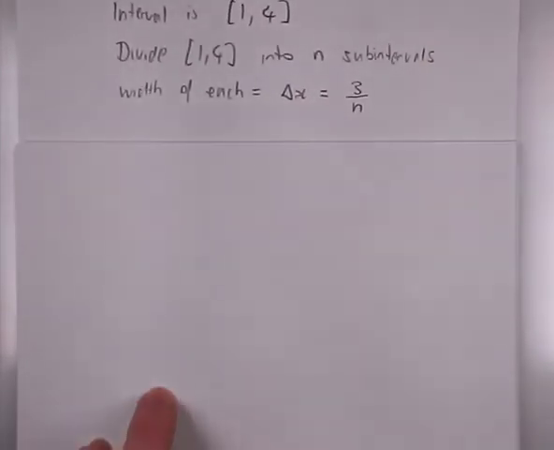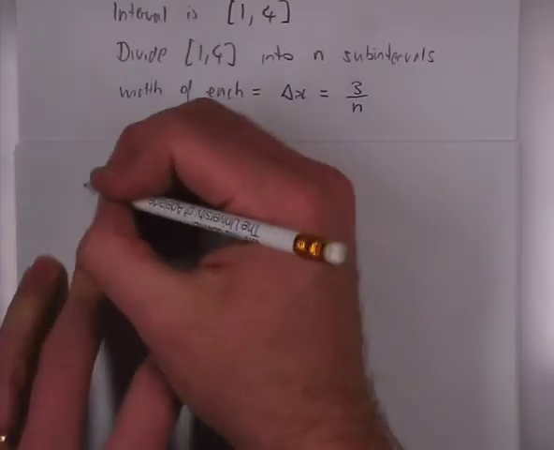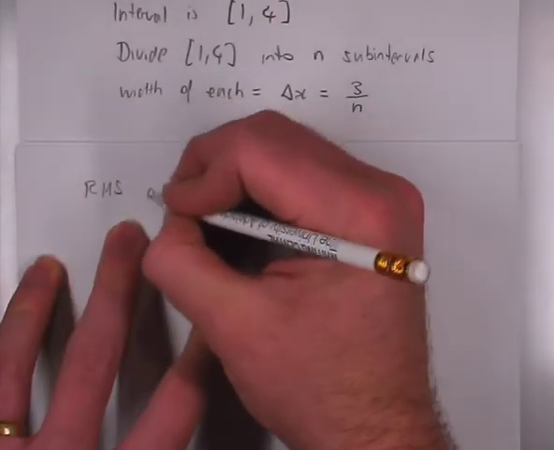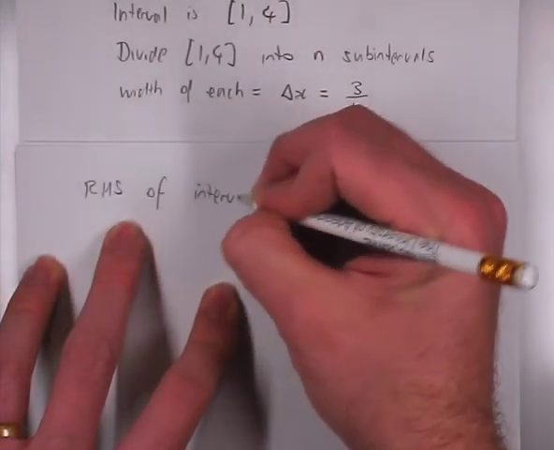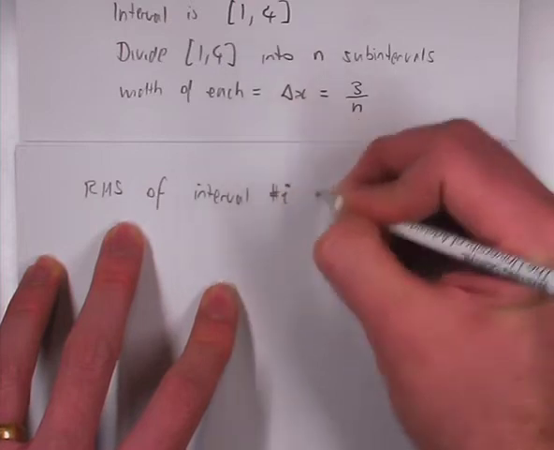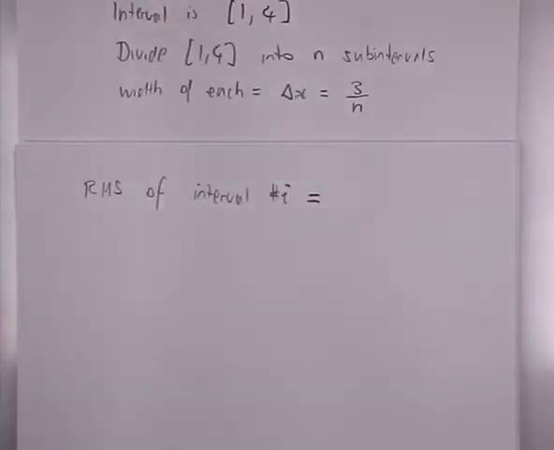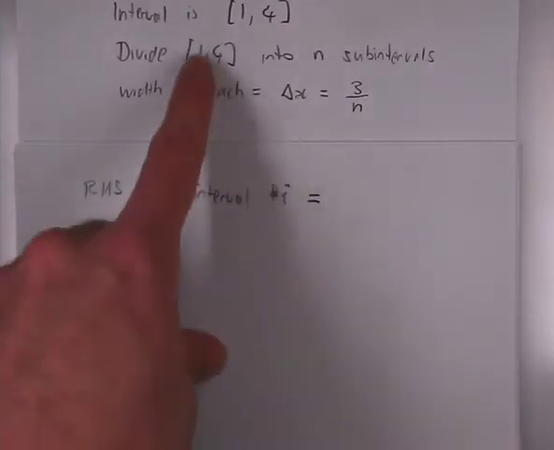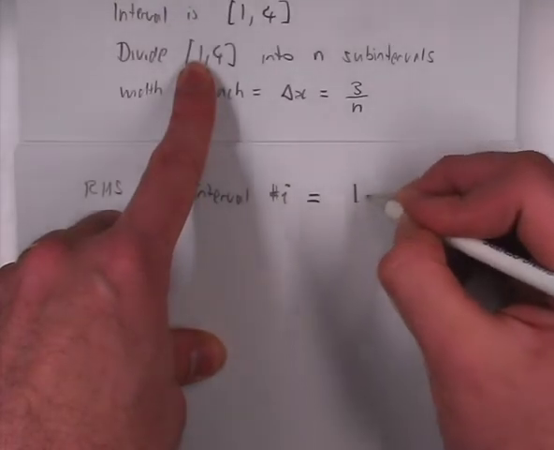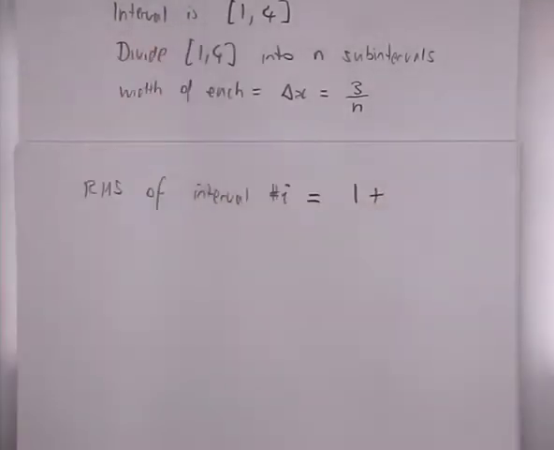Now, just like with the others, I want to find where the endpoints of all the intervals are. I need to know where the left end is and where the right end is. Because I can't just list them, I have to find a formula for it. So the right-hand side of interval number i. To get to interval number i, you start at the beginning of the big interval, so you start at 1. And to get to the end of the first interval, you go one lot of the width.